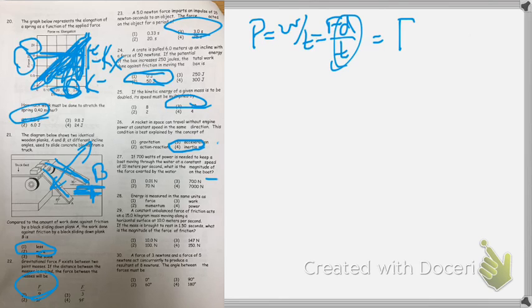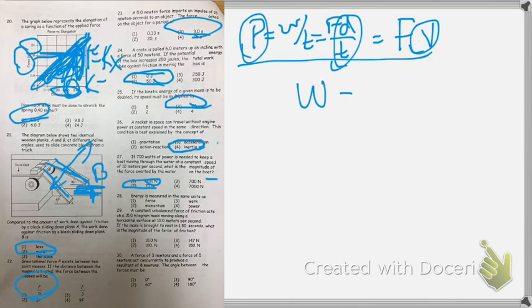700 watts of power is needed to keep a boat moving through the water at a constant speed. What's the magnitude of the force? Power is work over time, which is force times distance over time, which distance over time is F times V. All of these are in your reference table. You're given power, you're given V, you just have to solve for F, and I believe it's 70 newtons if you do the math. 28, energy is measured in the same units as work. Work is equal to the transfer or change in energy, so that one is work.